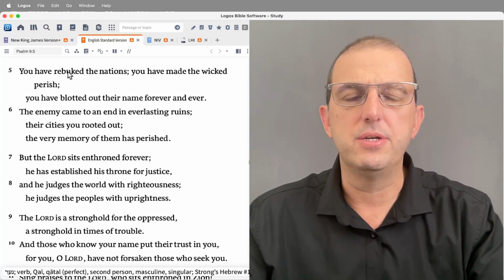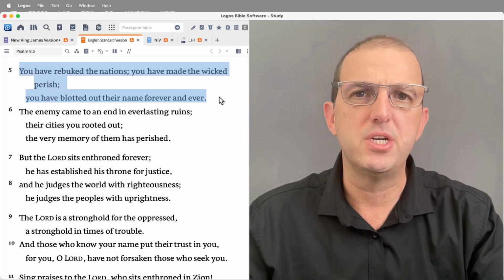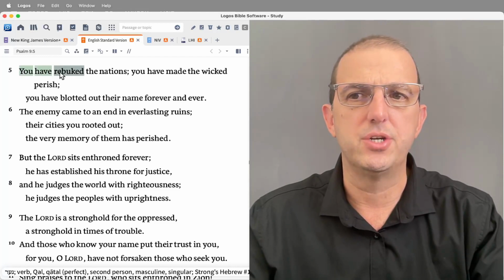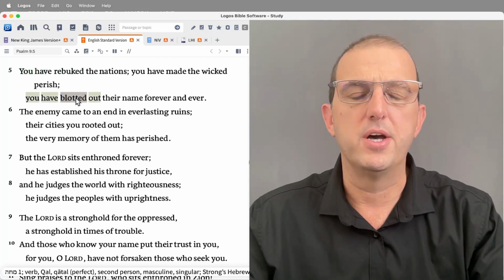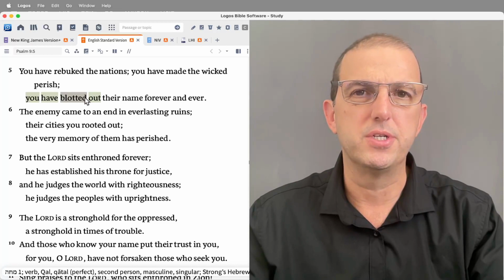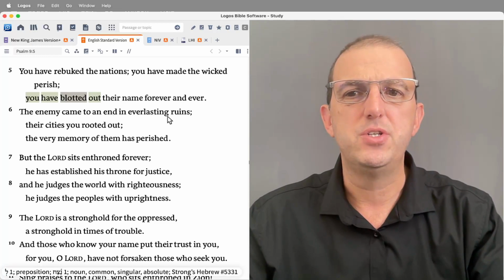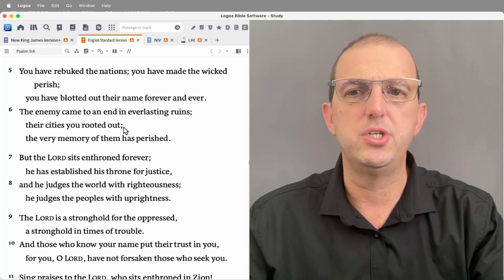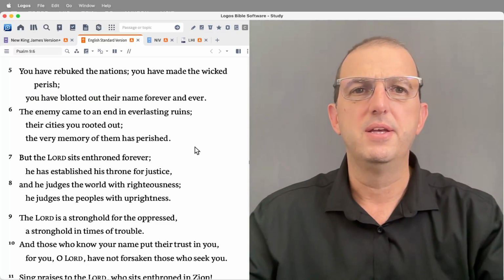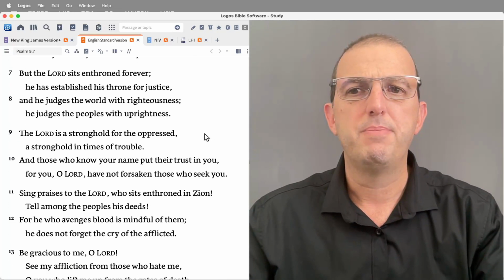Notice the escalation. So typically the two halves, the two phrases that make a poetic line, especially when that line is synonymous parallelism, you're often going to find some kind of escalation. You have rebuked, you have blotted out. Blotted out is a bit more serious than rebuked. You see the escalation in God's dealings being portrayed. The enemy came to an end in everlasting ruins. Their cities you rooted out. The very memory of them has perished. Again, notice that it's a similar idea being developed, but there is decided development as God punishes the wicked.